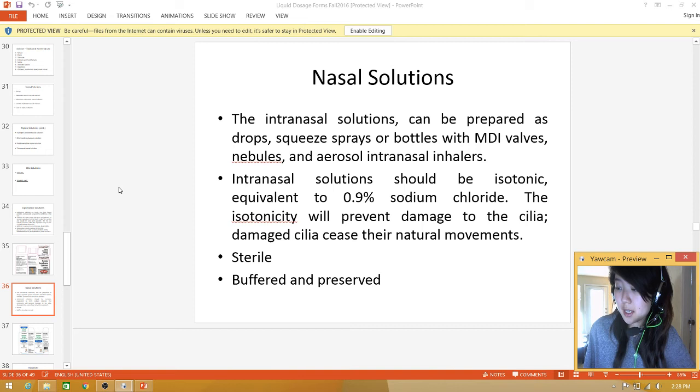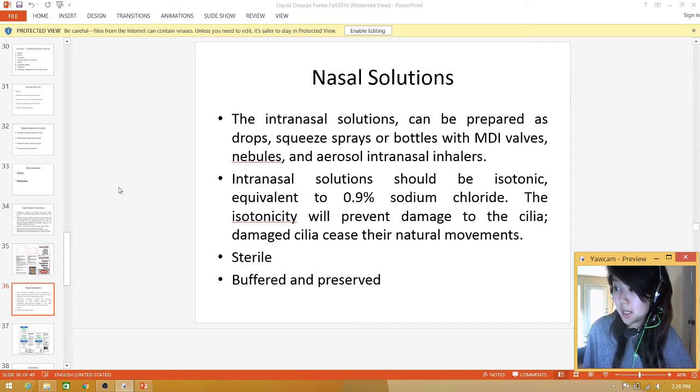Nasal solutions can be prepared as drops or sprays. They do not have to be sterile, but they should be isotonic, and this is to avoid damaging the cilia inside the nose. So when the cilia is damaged, it ceases its natural movements.